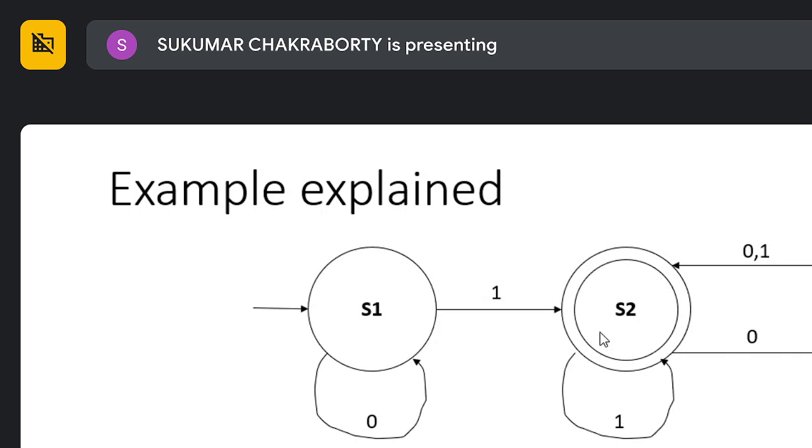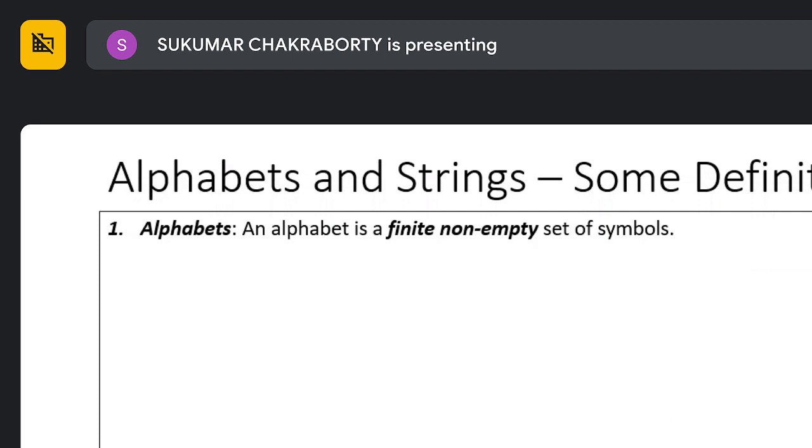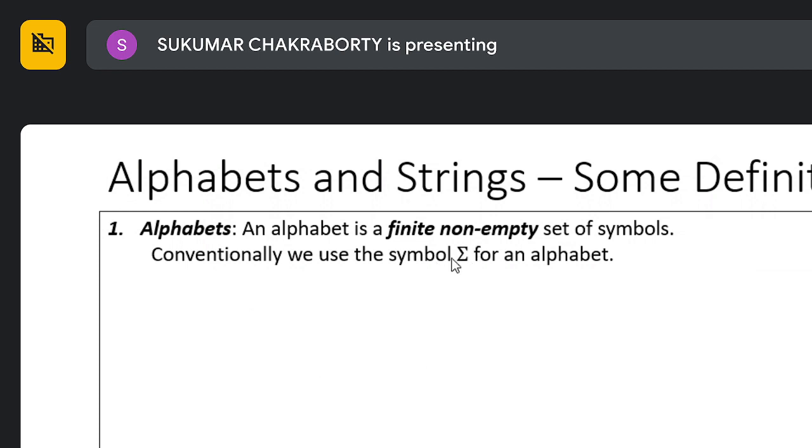right? So now let us see some definitions to end this class. Alphabet is a finite non-empty set of symbols. So that means for the machine that we have been working with so far, the alphabet is 0, 1. It's a set containing two elements, 0 and 1. Conventionally, we use capital sigma as the notation for an alphabet.